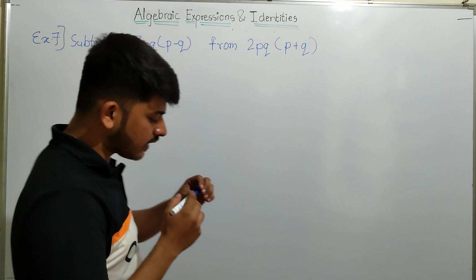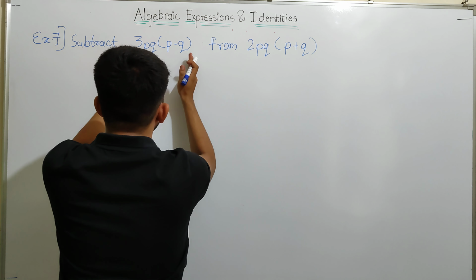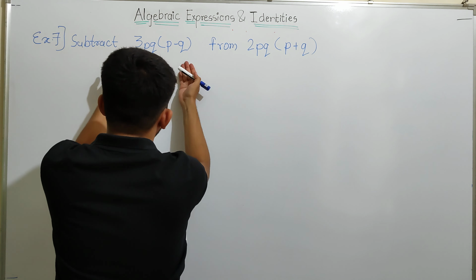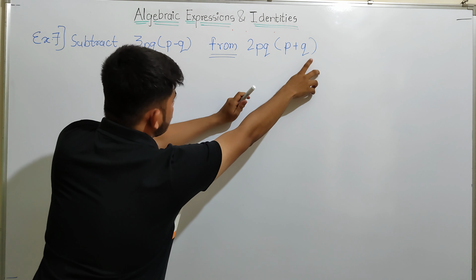While looking at the solved example 6 before this, don't keep in mind that the two expressions which are given we have to write directly and subtract this from this. No. Subtract this means we have to subtract this much amount, whatever the value we are getting, from this. Read it very carefully. In the exam you might make a mistake that you will write this first and that second. No, you have to write "from", meaning from 2pq(p + q).